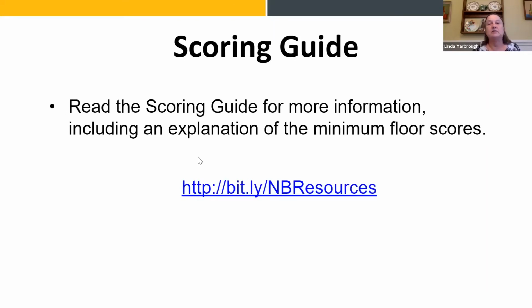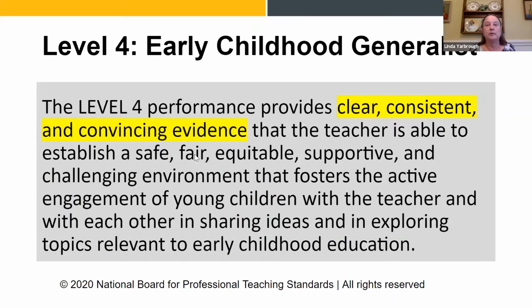Now we're going to take a look at some of the scoring rubrics. On your screen, you see a sample of that little gray box that's at the top of the Level 4 scoring rubric for Early Childhood Generalist. And you can see that I highlighted for you in yellow, the Level 4 performance is characterized by clear, consistent, and convincing evidence.